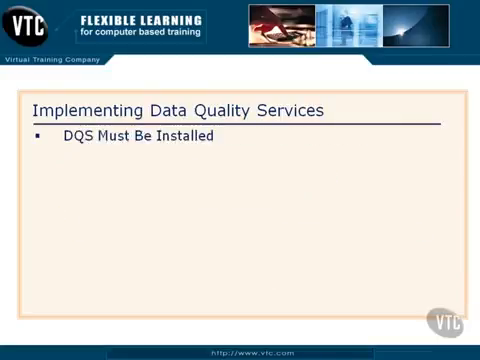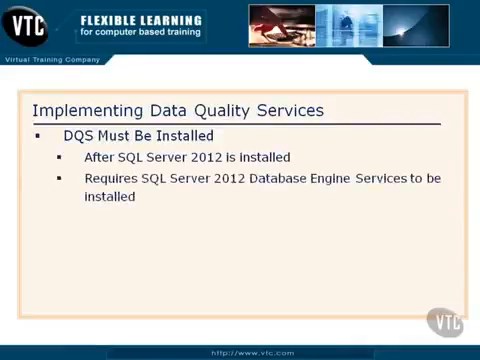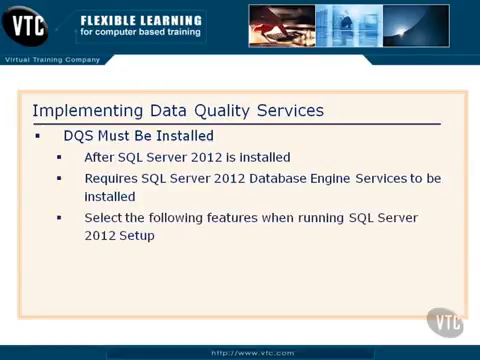Now, to implement data quality services, DQS, or Data Quality Services, must be installed separately from SQL Server. SQL Server 2012 must be installed first. The SQL Server 2012 database engine services must be installed and running, and then you can go back and install DQS. And to do it, you just rerun the SQL Server 2012 setup process, and you want to make sure that when you get to the features page, you check Data Quality Services and Data Quality Client, and then run that installation.